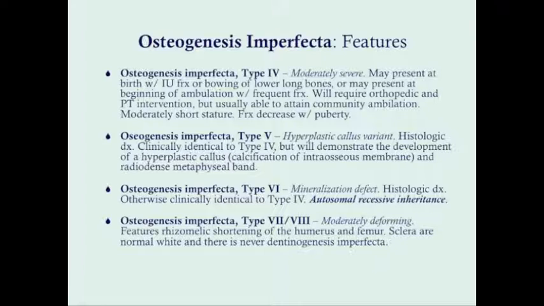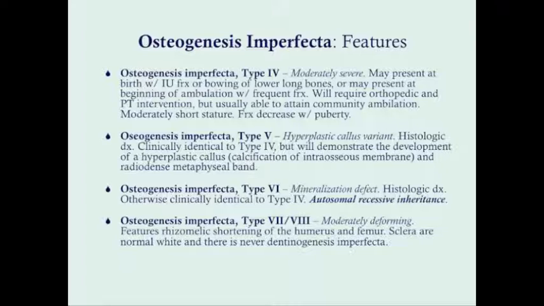Osteogenesis imperfecta type 5 is a hyperplastic callus variant. It looks just like type 4, but when these children have fractures, they tend to develop these hyperplastic calluses. And you can also see a metaphyseal band on X-ray. Type 6 is a mineralization defect. Otherwise, it looks like type 4. This is autosomal recessive in inheritance. And then type 7 and type 8 are also autosomal recessive in inheritance.